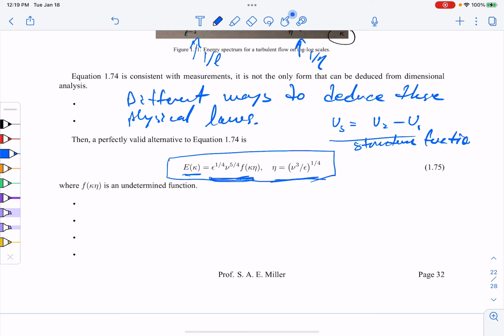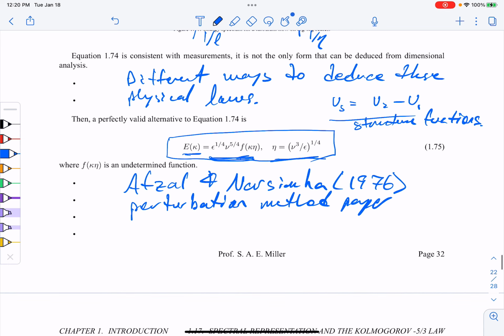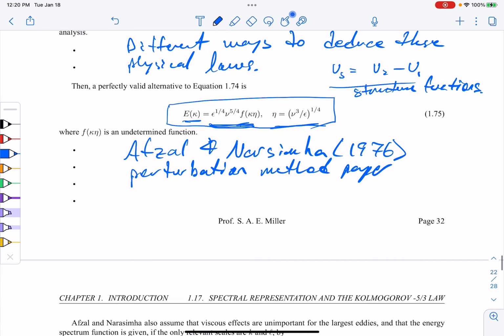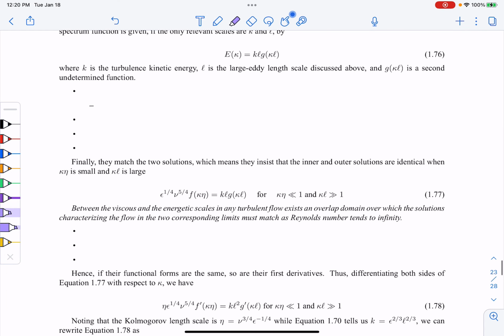Now, this is the old way of doing things, and it turned out that there are some authors, Afzal and Narasimha. I'm going to kill their names. 1976, and they did a perturbation method. And they were able to rederive his laws. Now, I have some pages in this sheet on how to do that, but I don't want to spend too much time going through their analysis, in the interest of time and making sure I have enough time to talk about the computer project later and law of the wall. I want to point out some important points.